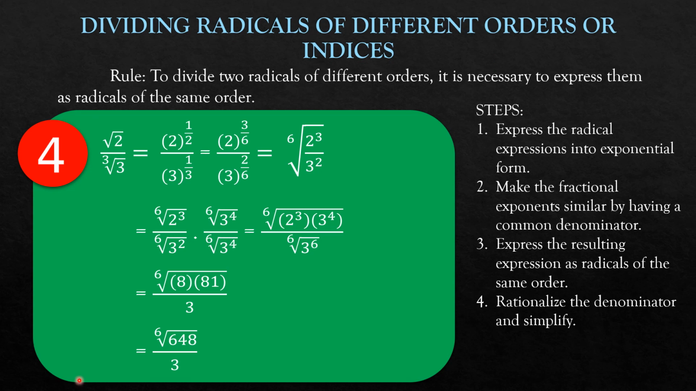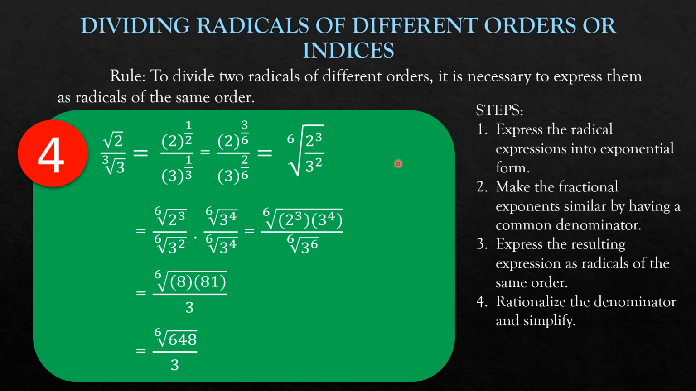For our last example, example 4, dividing radicals of different orders or indices. So, paano naman kapag magkaiba yung index nila? Like ito, square root of 2, so the index is 2, and then cube root of 3, so the index is 3. So, to divide two radicals of different orders, it is necessary to express them as radicals of the same order. So, we have some steps.